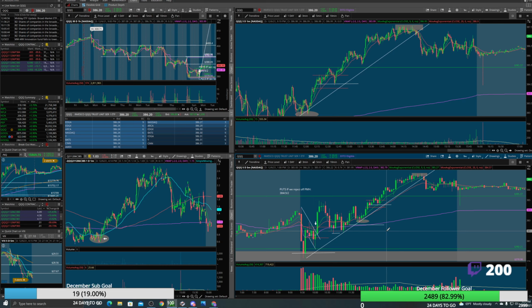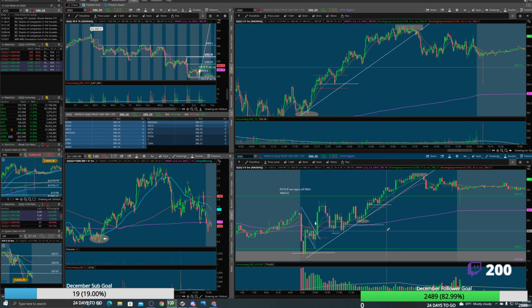Brenda says, Maple, since you moved to options, have you changed anything about your journaling process? Just asking because I typically use the TOS monitor tab to average my entries and exits. And for QQQ, I have a bunch of different contracts that I need to journal because of all of the different strikes I've been trading.